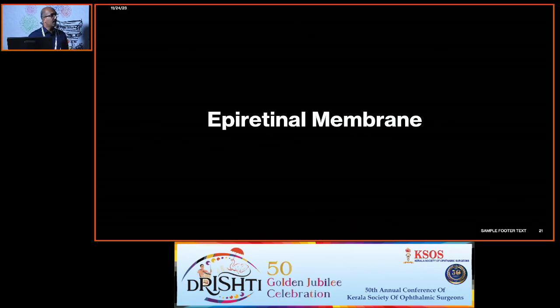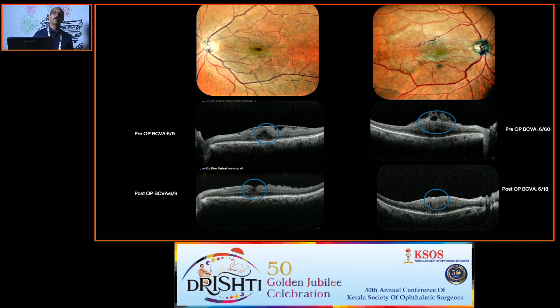Epiretinal membranes are fibrous proliferations on the surface of the retina or on the posterior hyaloid face. This is a slide to show you the importance of operating an epiretinal membrane early. On the left hand side, we have an early epiretinal membrane with good visual acuity, but the patient was mildly symptomatic, with mild metamorphopsia. We did surgery, and the patient got back 6/6 vision with a good anatomical contour of the fovea.